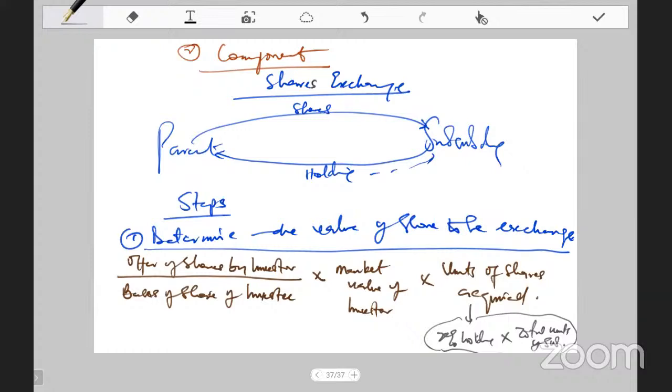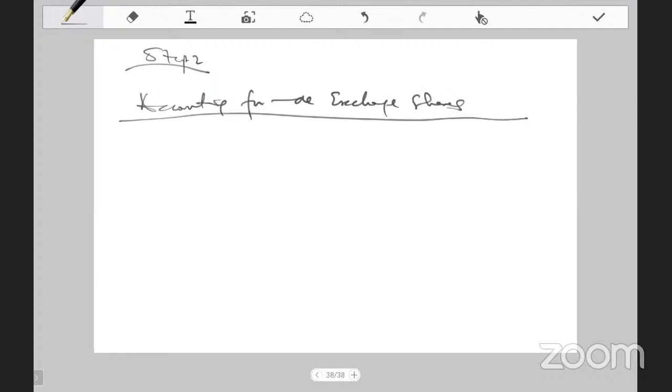Okay, that is step 1. Step 2, haven't you gotten the value of this? The next thing that you have to do, which is step 2, is what we call accounting for the exchange shares. I want to quickly ask you this.